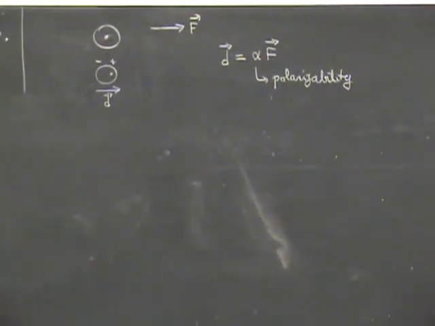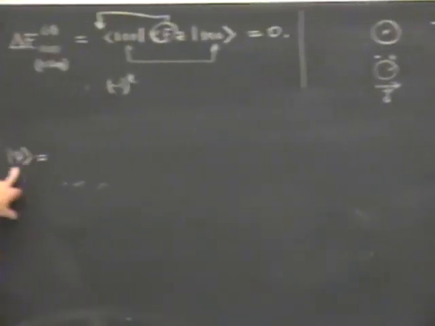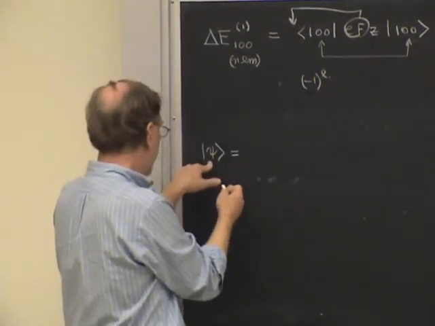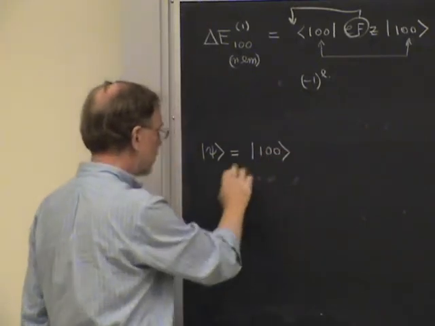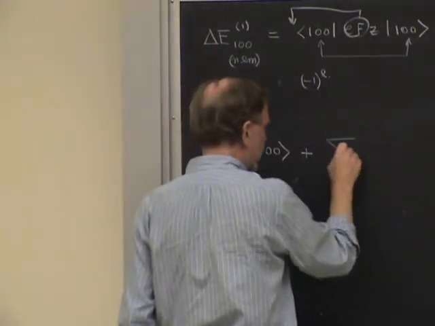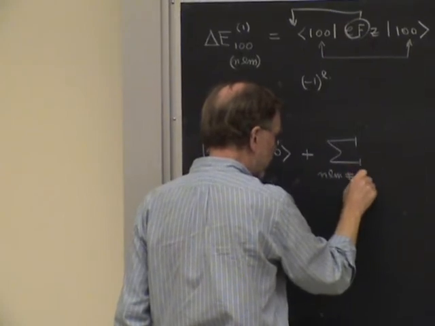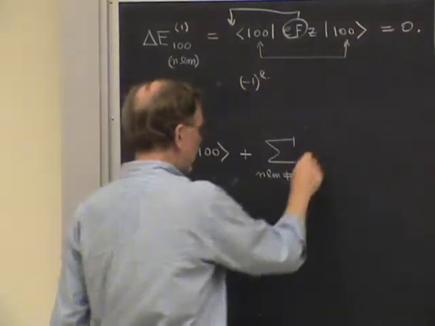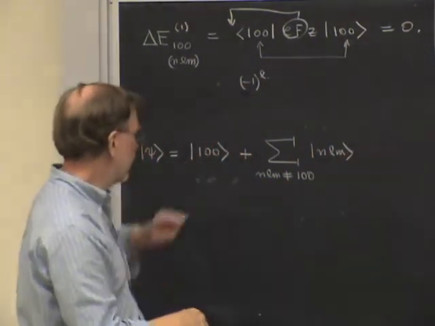According to first-order perturbation theory, this is actually a non-degenerate perturbation theory now, the shift in the wave function is, well, the original wave function was the ground state 1, 0, 0. Applying the formula for the first correction, what you get is a sum over all states n, l, m which are not equal to the ground state 1, 0, 0, all the states except for the one that you're perturbing. And you get a linear combination of states n, l, m. These are states orthogonal to the original state.